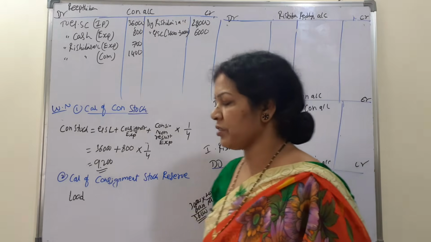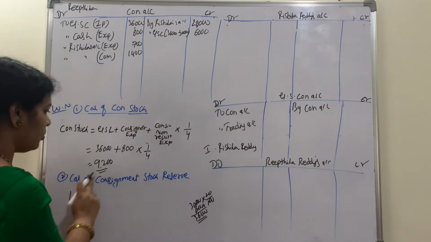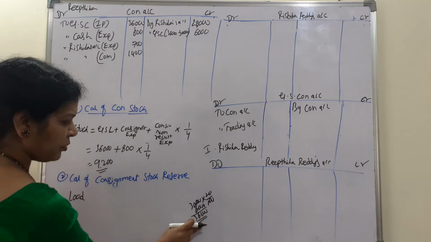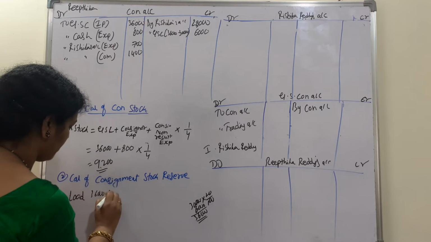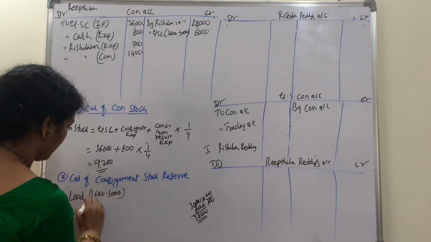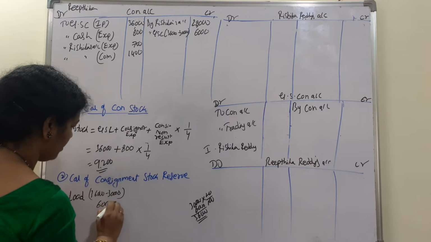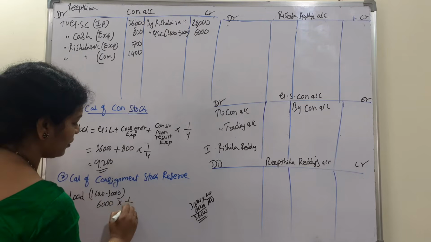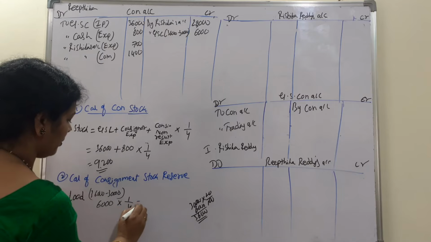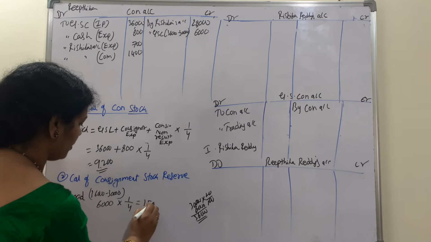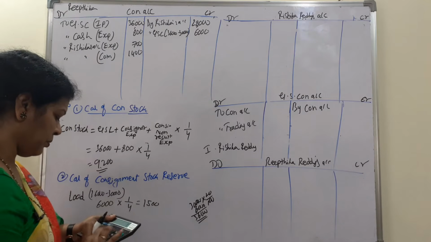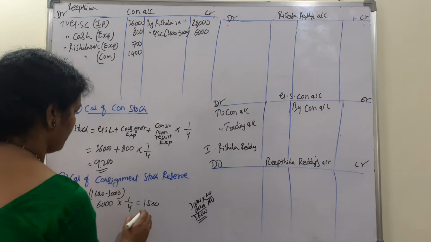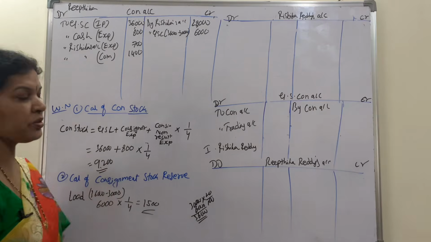Also we'll calculate the consignment stock reserve. The loaded amount is 36,000 minus 30,000, so the loaded amount is 6,000. 6,000 into the unsold 1/4, so 1/4 comes to 1,500. 6,000 divided by 4 is 1,500. Okay, so we will post both of them over there.